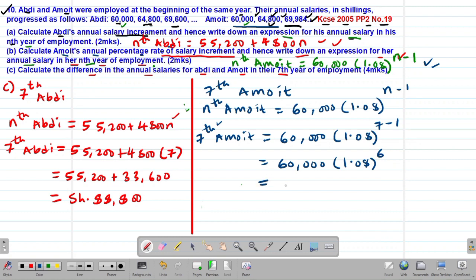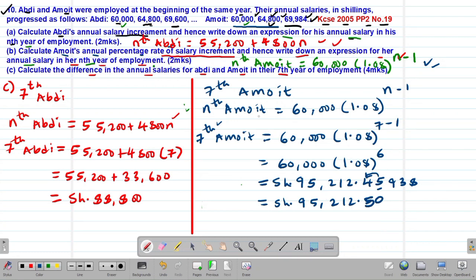Now, when we feed this on our calculator, we are going to get an answer of 95,212.45.93, but of course these are shillings, therefore we can write it as shillings 95,212, and we can round off this one, so it will be shillings 95,212 and 50 cents.